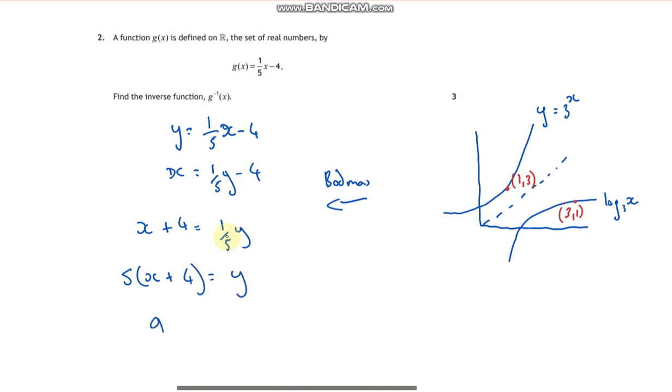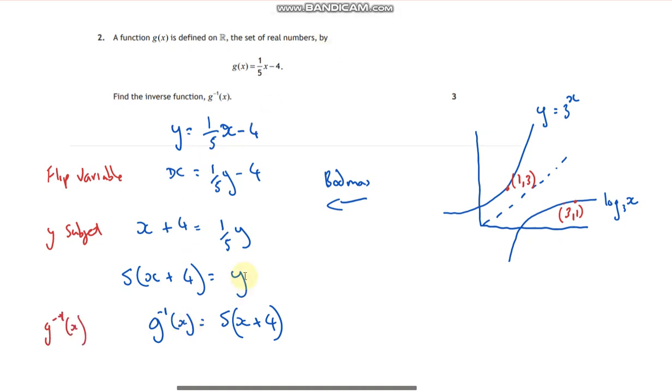I just need to answer the question and say, well, that means that the inverse function is equal to 5x plus 4. So change your variables around. So flip the variables. And then it's just making y the subject. And then you're writing it in the form g to the negative 1 of x. We can't just leave it as y. And that's where your 3 marks are. First mark for changing the variables. Your second mark for rearranging successfully. And then your final mark for writing it like this.